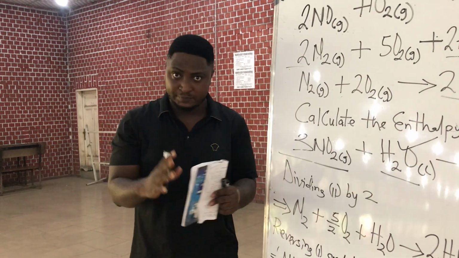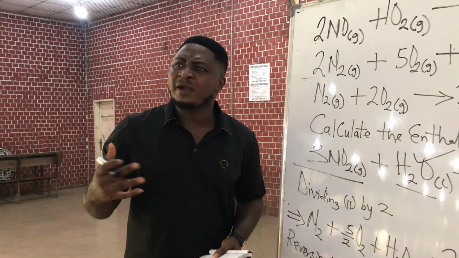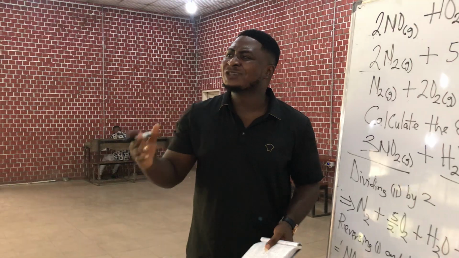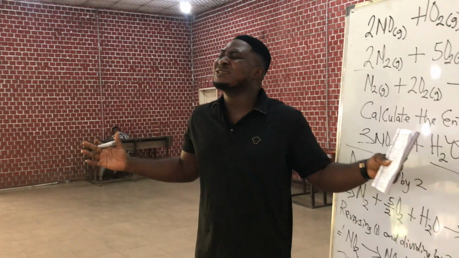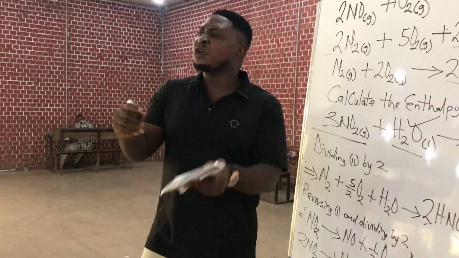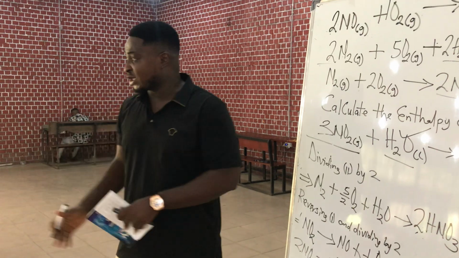Summation means add up. So according to Hess's law, if you have 2 or more reactions with enthalpy changes, and these 2 or more reactions can be arranged and added together to give a desired reaction, class, the enthalpy change of these 2 or more reactions can also be added up to give the enthalpy change of the desired reaction.